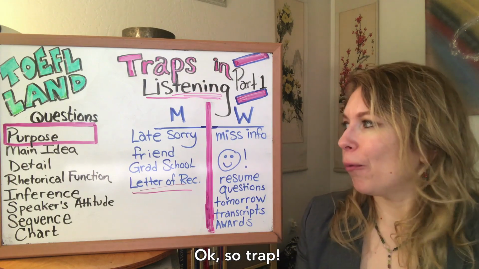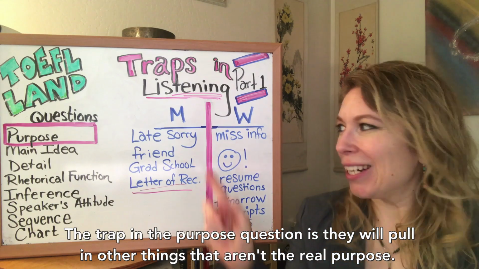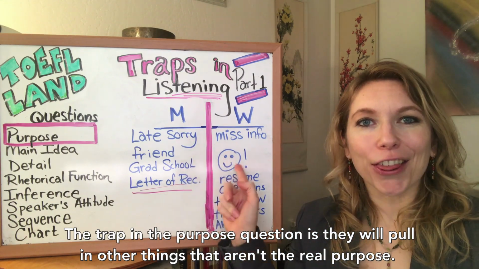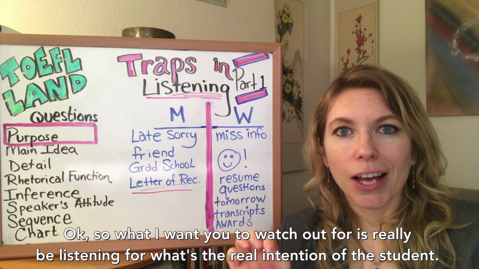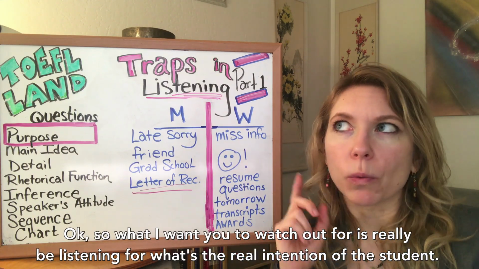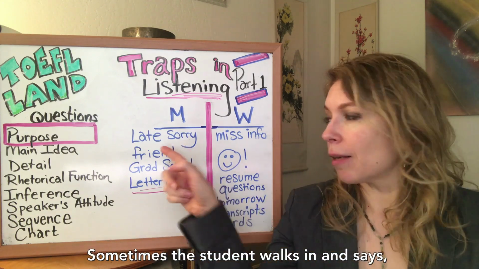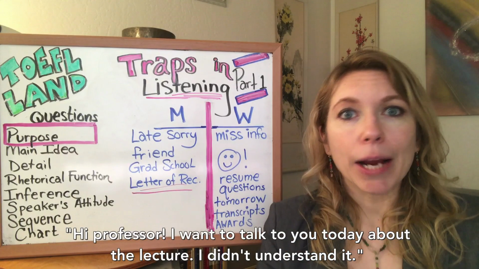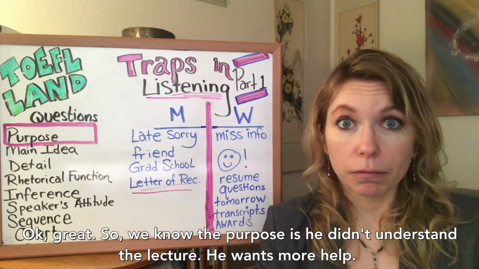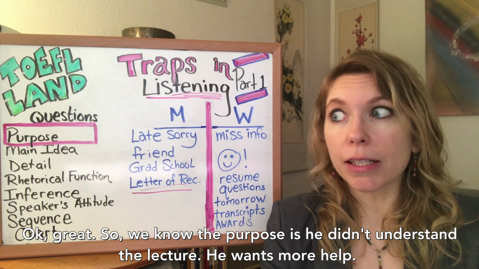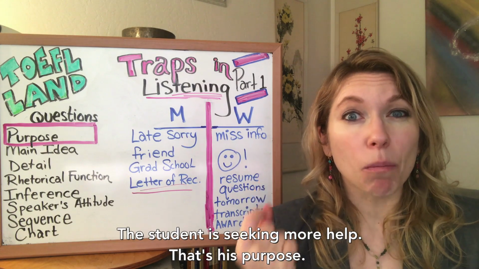Okay, so trap. The trap in the purpose question is they will pull in other things that aren't the real purpose, okay? So what I want you to watch out for is really be listening for what's the real intention of the student. Sometimes the student walks in and says, "Hi, professor, I want to talk to you today about the lecture. I didn't understand it." Okay, great. So we know the purpose is he didn't understand the lecture. He wants more help. The student is seeking more help.